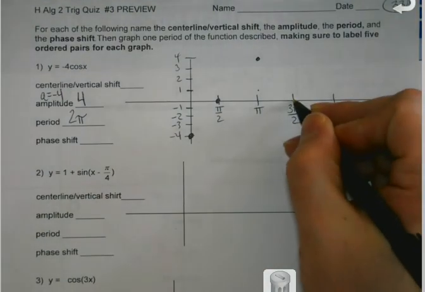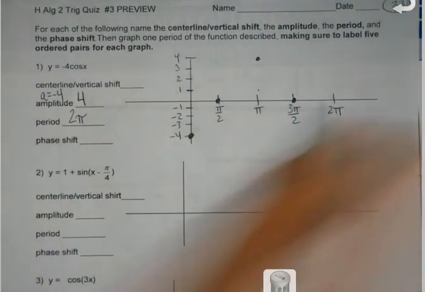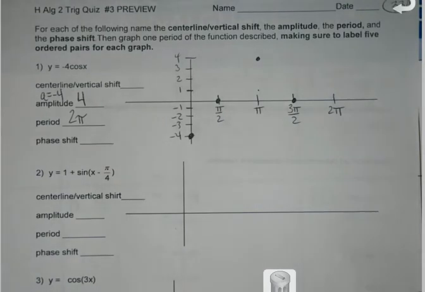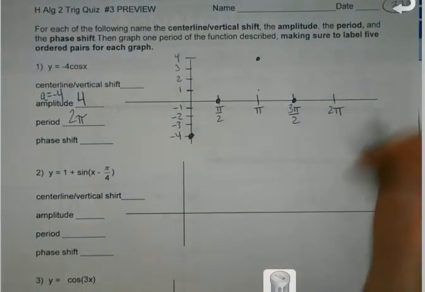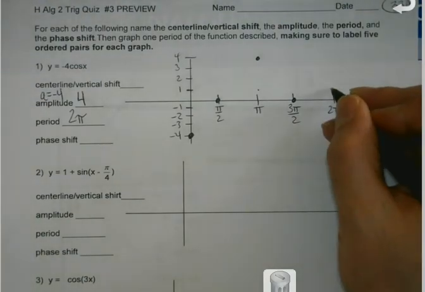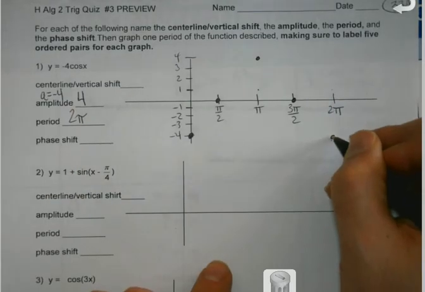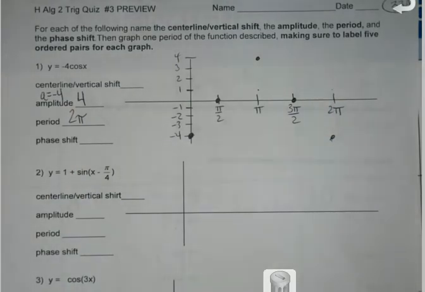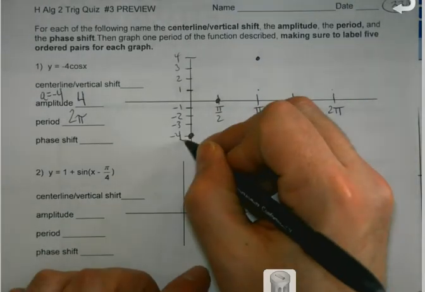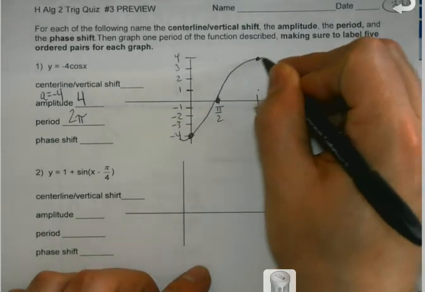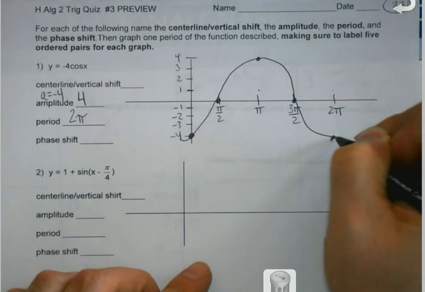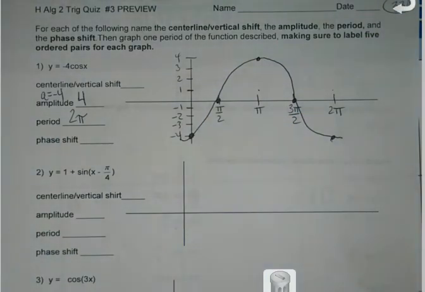3 pi over 2 is normally 0. I'll still be at 0, because 0 times -4 doesn't change anything. And then at 2 pi, normally I'd be back at 1, but I'm multiplying by -4. So basically we took a typical cosine graph, flipped it over the x-axis because of the negative, and went about our business.